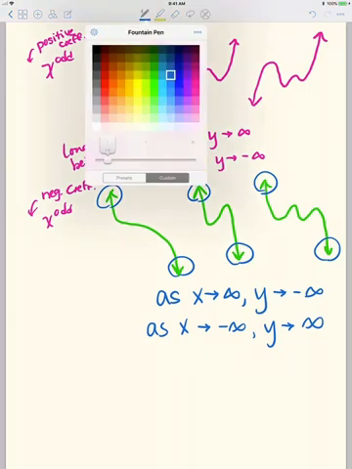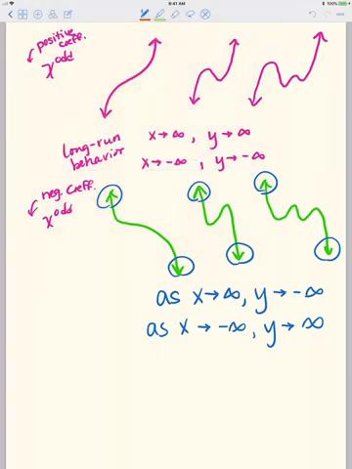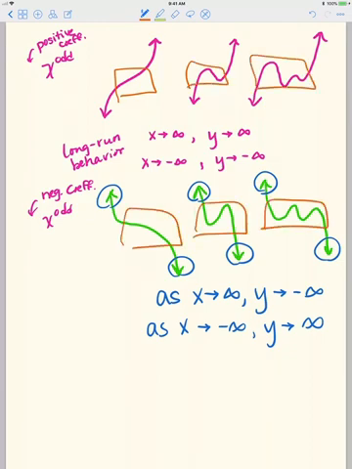Again, we'll focus more on what happens here in the middle, with the humps and the turns and the concavities and all those things and the zeros. But for the long run behavior, you should be able to look at the power, look at the coefficient, determine which direction it goes, and be able to describe the long run behavior.